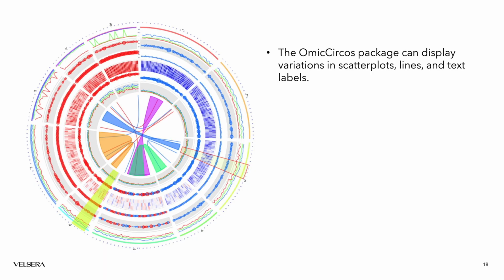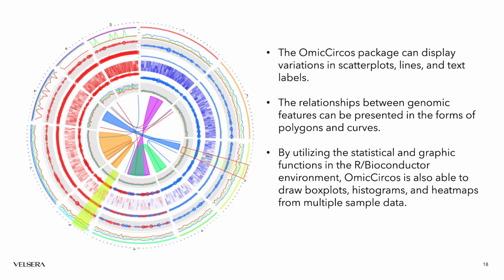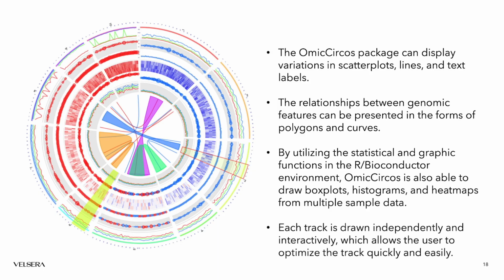The OmicCircos package can display variations in scatter plots, lines, and text labels. The relationships between genomic features can be presented in the forms of polygons and curves. By utilizing the statistical and graphical functions in the R/Bioconductor environment, OmicCircos is able to draw box plots, histograms, and heat maps from multiple sample data. Each track is drawn independently and interactively, which allows the user to optimize the track quickly and easily.